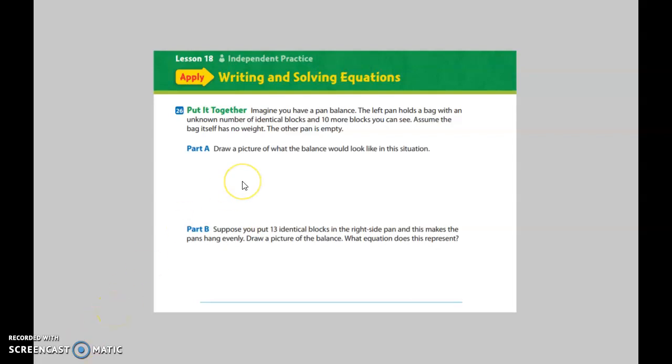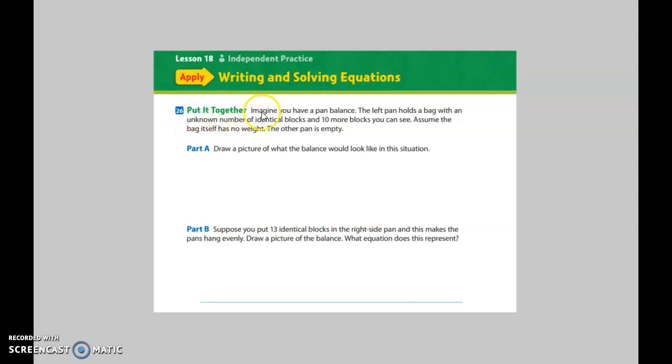Alright, so this is your check your work video for lesson 18 independent practice. I'm only going to be looking at parts A and B, that way at least you have something that you should be trying to do on your own. Okay, so I'm only doing 2 of the 3 actual parts of this question.